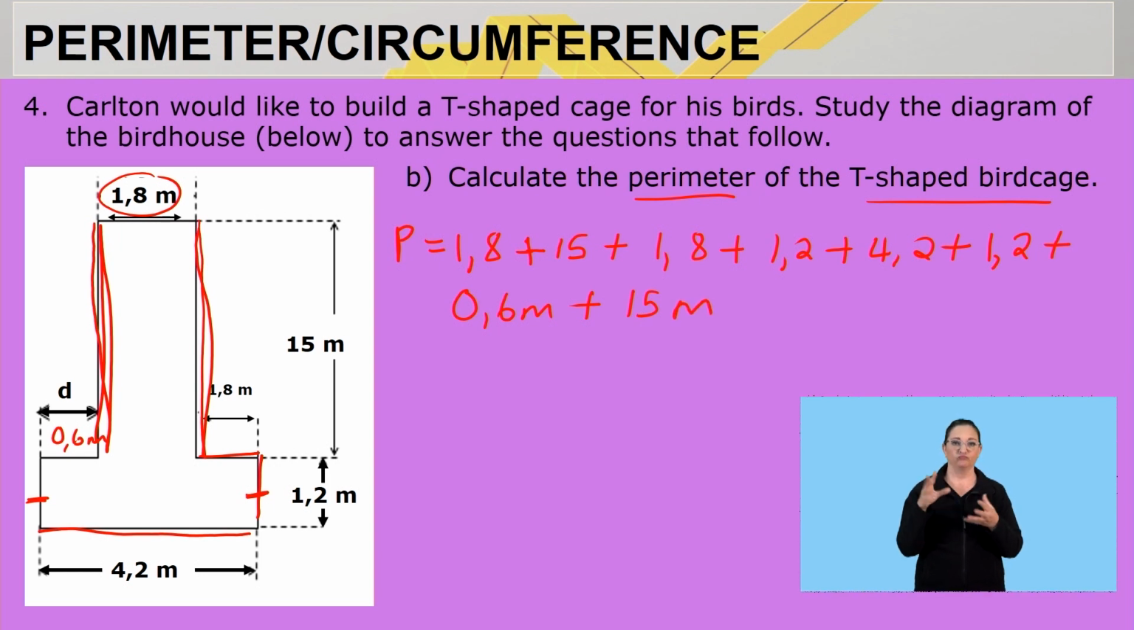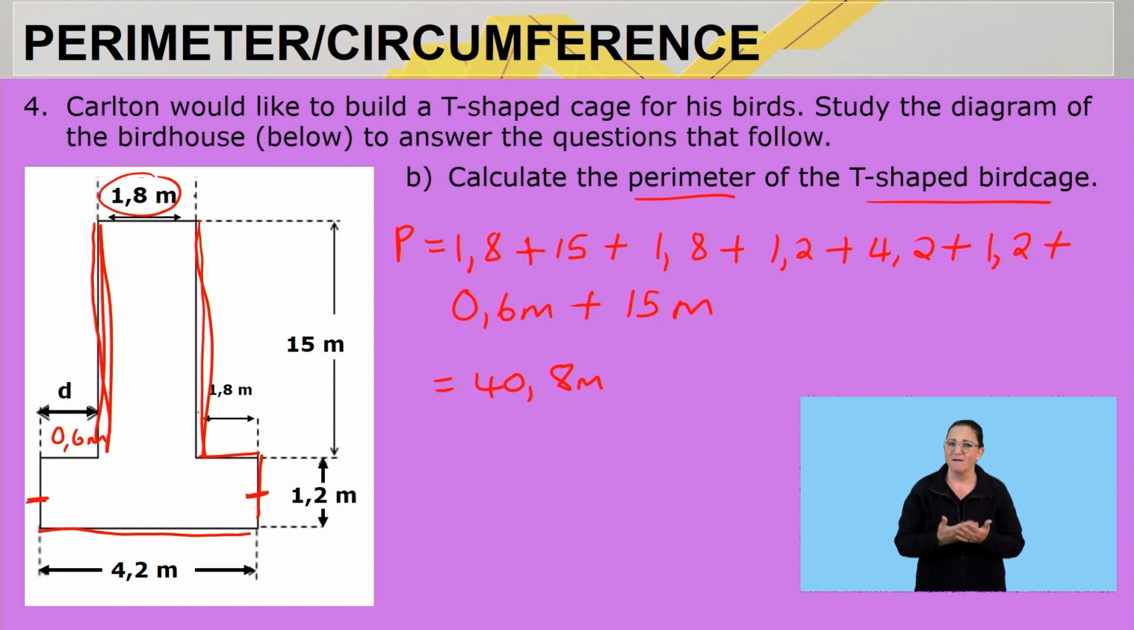Guys, are we clear? So let's add all our sides together. 1.8 plus 15 plus 1.8 plus 1.2 plus 4.2 plus our 1.2 plus 0.6 plus another 15. And that will give us an answer of 40.8. So that equals 40.8 meters. Guys, are we fine? 40.8 meters is the total perimeter of the T-shaped bird cage.